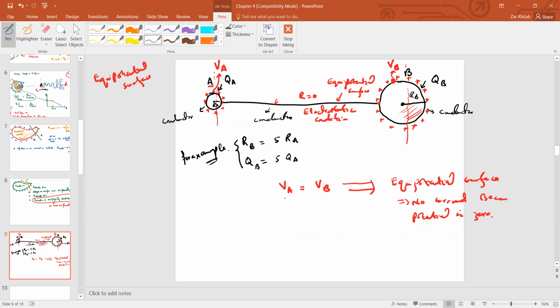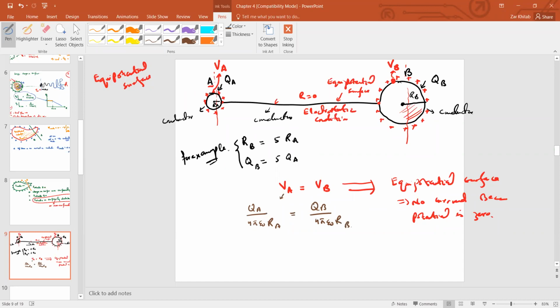So what is VA? VA is QA divided by 4 pi epsilon naught RA. Okay? Yes, sir. Okay. And what is VB? QB divided by 4 pi epsilon naught RB. We have this equation now. Yeah? Is this understood? Yes, sir.